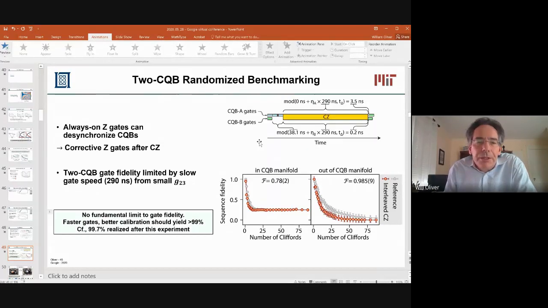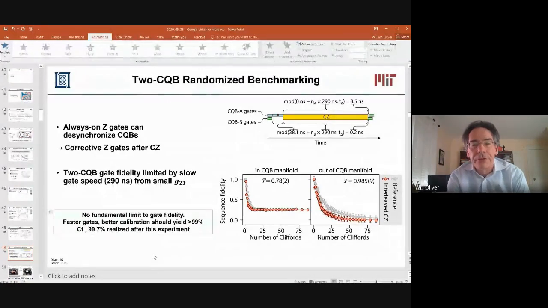And that was because we just didn't have a strong enough coupling between the composite qubits A and B. But within the manifold, we got about 0.8 fidelity, a couple qubits, and then out of the manifold, it was much higher. Basically, we ran out of time. Dan, fortunately, he got a job and left before we were able to tune this up. But there's no fundamental limit to the gate fidelity. I think with faster gates and better calibration, we should get better than 99%.